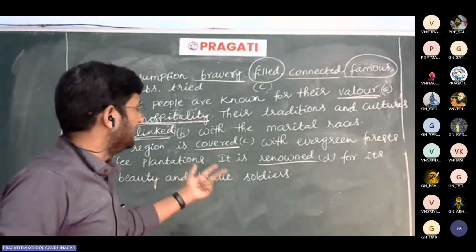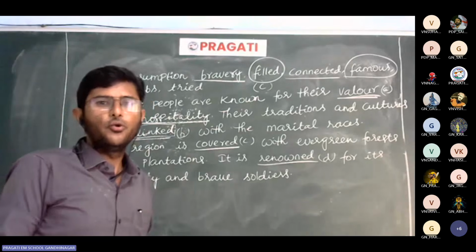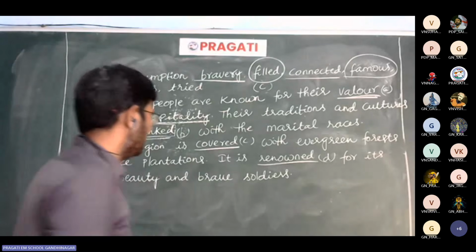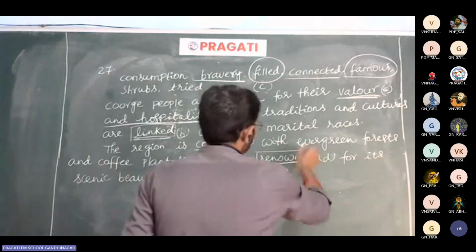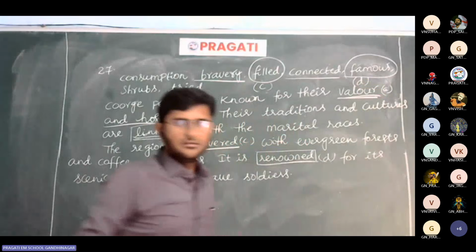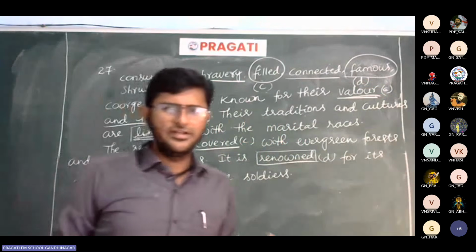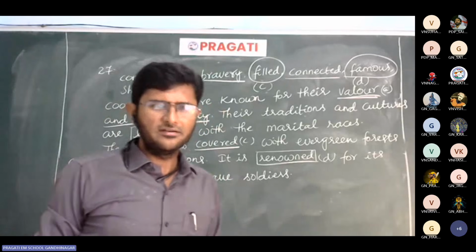So covered with evergreen forests and coffee plantations. It is renowned. Renowned means what? Renowned means known to many people, right? So what is the word which can be used in the place of renowned? Famous, right? Okay. So that is how we solve question number 27.